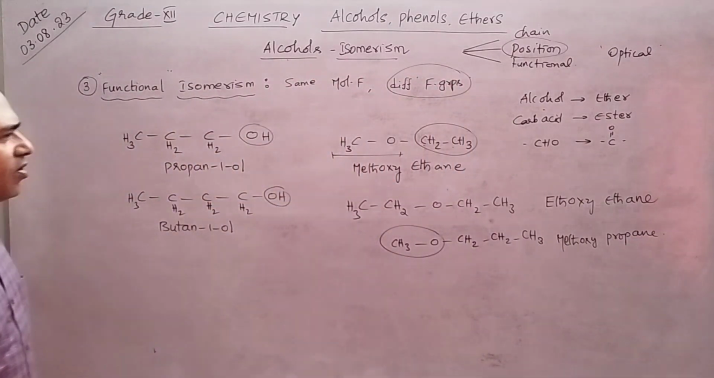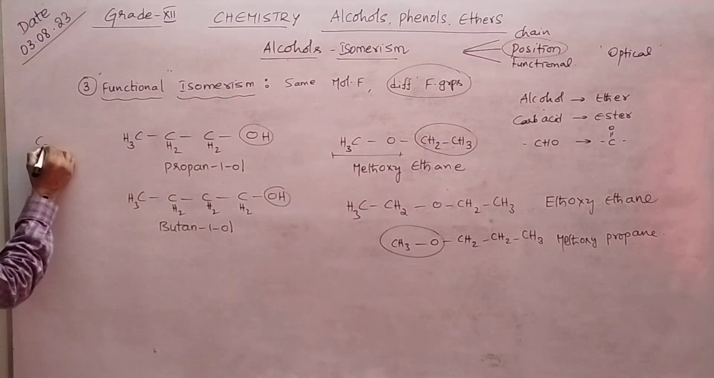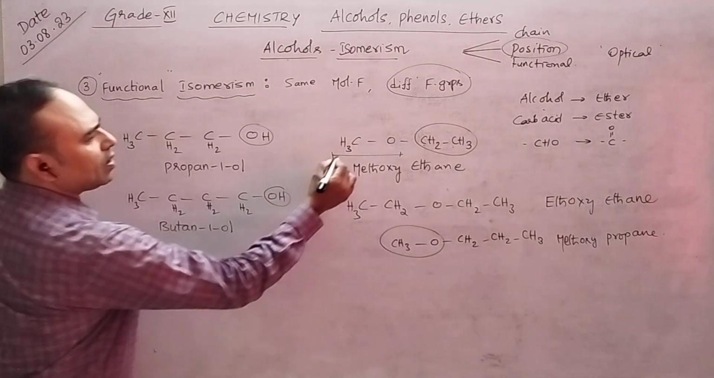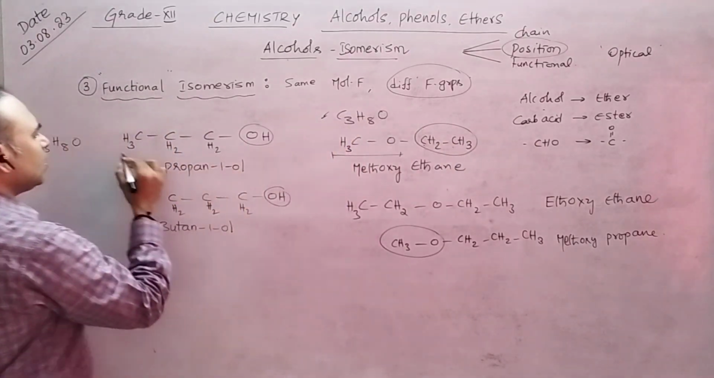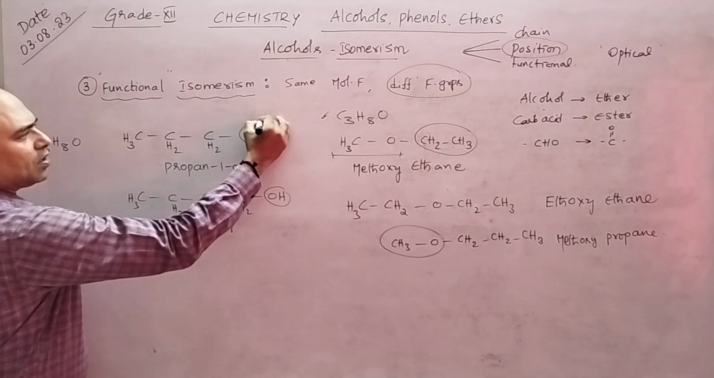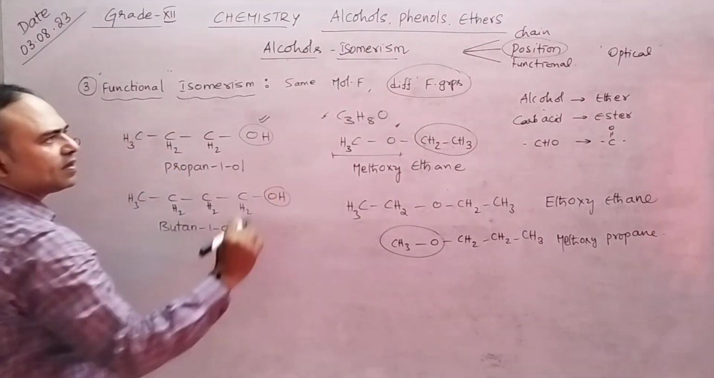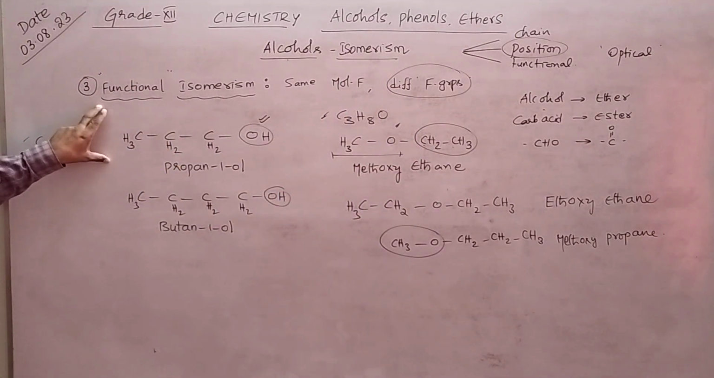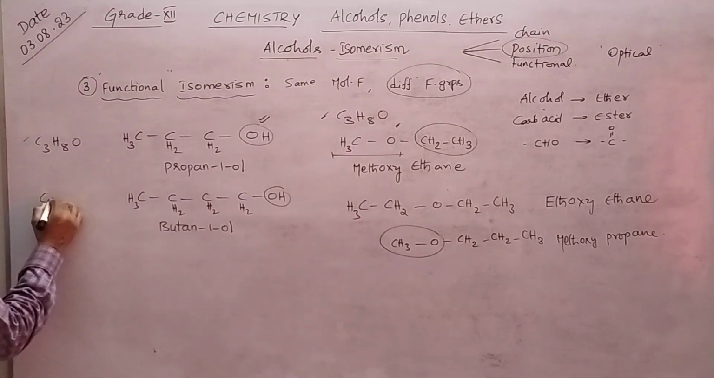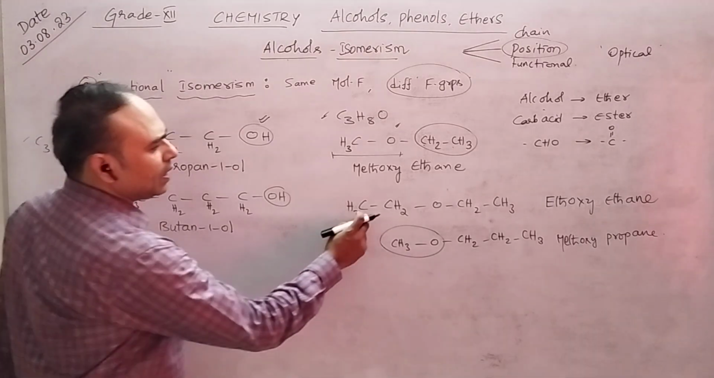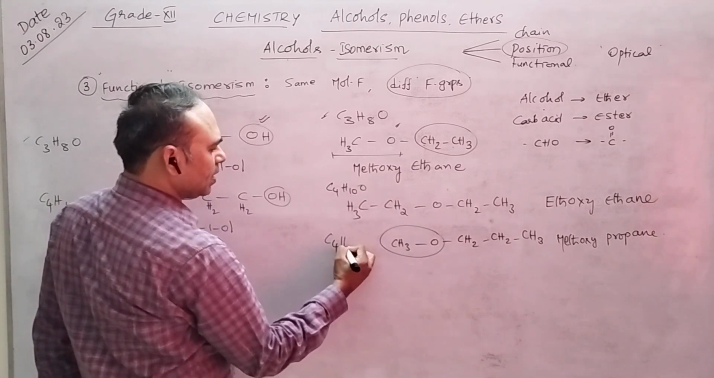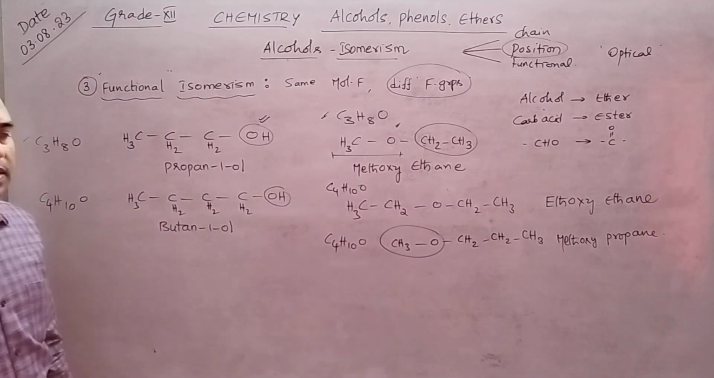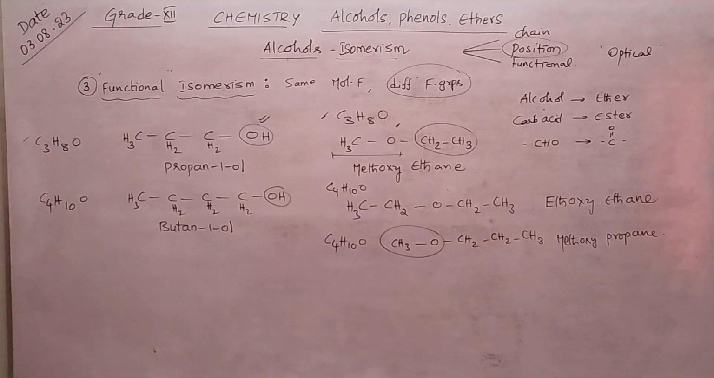In this condition, if you calculate the molecular formula, what you get? 3 carbons, C3H8O, and here also you will get C3H8O. So same molecular formula, but what is the difference? Here the functional group is alcohol and here the functional group is ether. So hence you call them as functional isomers, and the phenomenon is called functional isomerism. Coming to this, C4H10O is the molecular formula. Here you can calculate, again you will get C4H10O. Here also the molecular formula is C4H10O. Hope you are able to understand this. This is about the functional isomerism of alcohol.